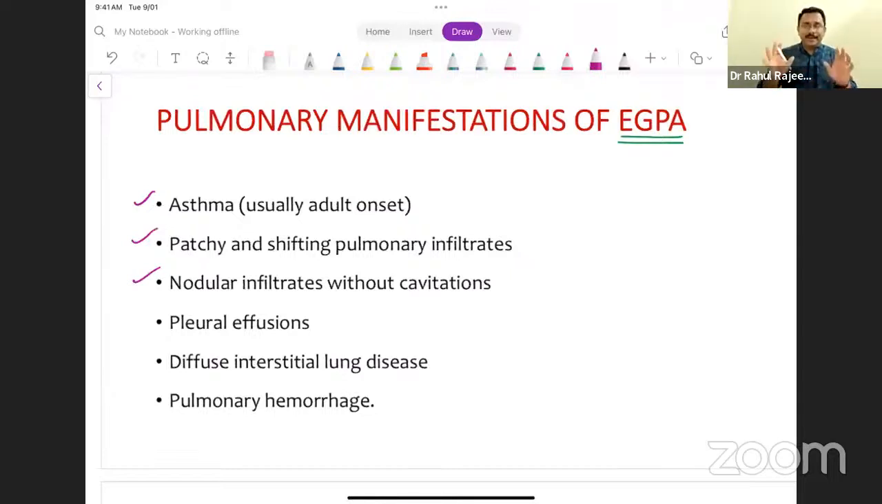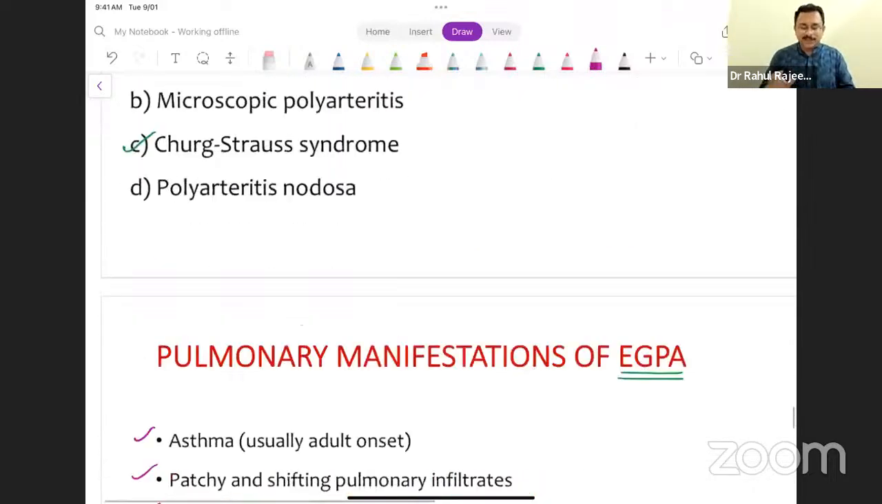So when you get infiltrations in the lungs, there are different vasculitic syndromes that can have pulmonary infiltrates. You can have Churg-Strauss, Wegener's, microscopic polyangiitis, but cavitations, you should think of which one. Is it GPA or EGPA? GPA. Granulomatosis with polyangiitis is where you get cavitations along with the infiltrates. In EGPA, usually cavitations are not seen. Pleural effusions, diffuse interstitial lung disease, and rarely you can have pulmonary hemorrhage. Okay, so that is also clear.